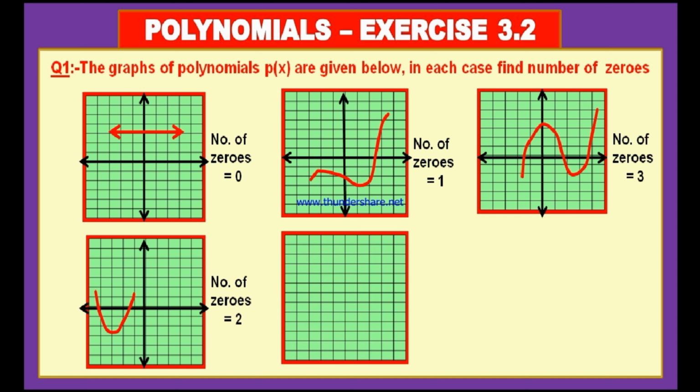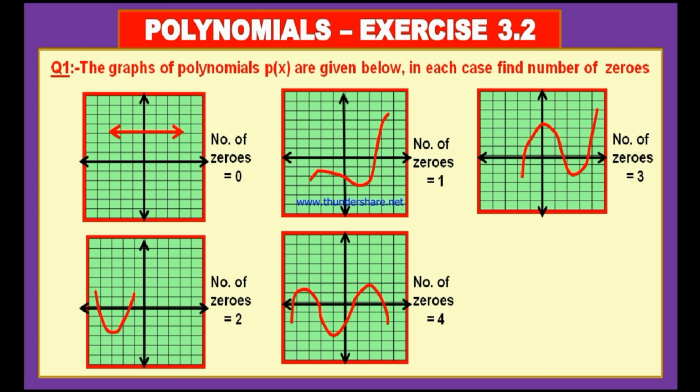And the next one, the fifth one now. The given curve is like this, and this given curve is intersecting the x-axis at 1, 2, 3 and 4 points. Since it is intersecting the x-axis at 4 points, the number of zeros of this curve or of this polynomial is equal to 4.